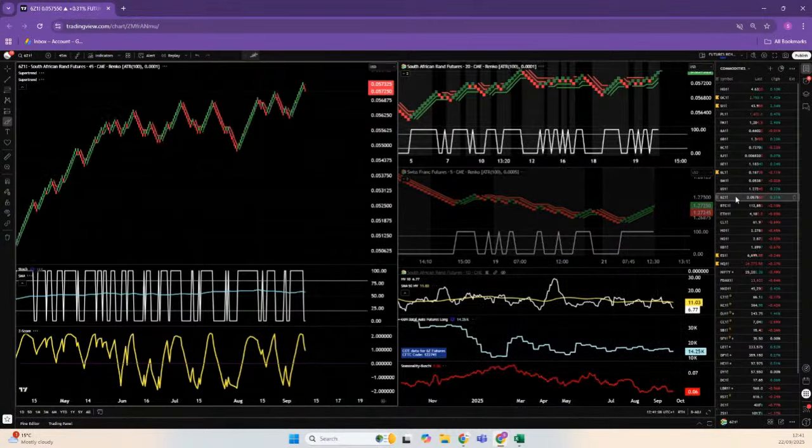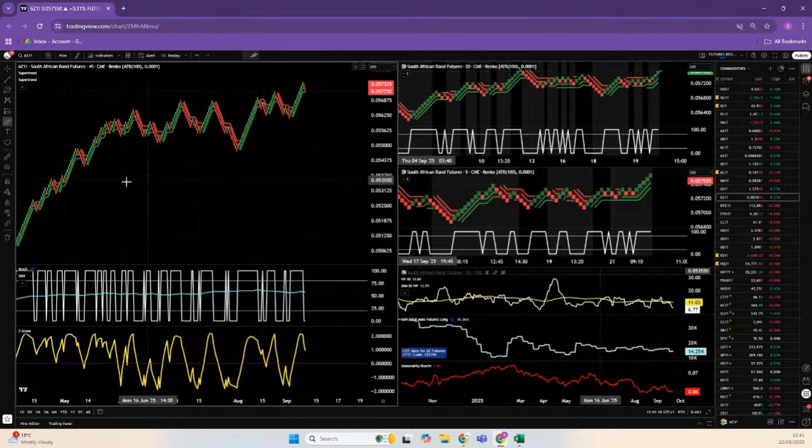And South African rand to finish off the currencies. Again, a bit like the Mexican peso, just plodding on upwards. A bit of a divergence there, so a bit of negativity. Nothing really to excite us there.